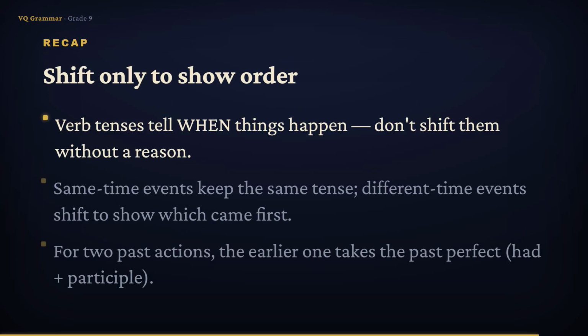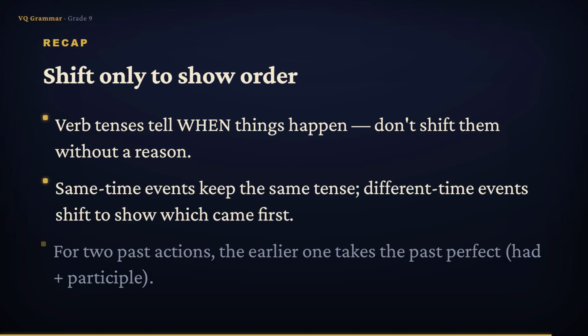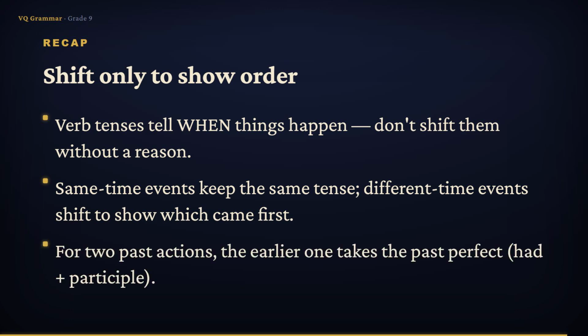Let's gather up what we learned. Verb tenses tell your reader when things happen, so you never shift them by accident. You shift only for a reason. When two events happen at the same time, you keep the same tense for both. But when they happen at different times, you shift the tense to show which one came first. And for two actions in the past, that earlier action takes the past perfect. Had plus a participle, just like lesson 36.